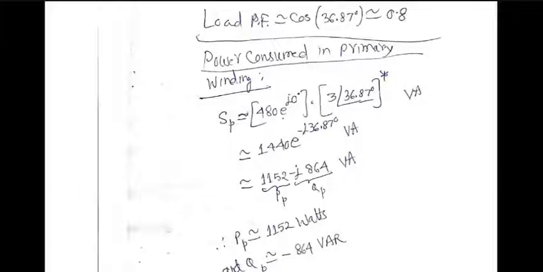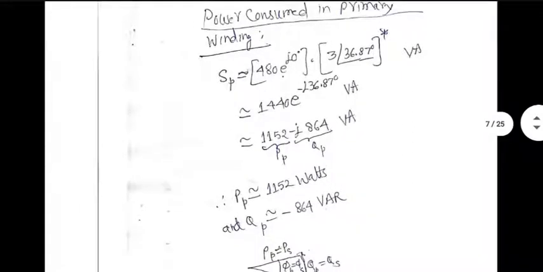Get the real and imaginary parts of this. So primary complex power is 1152 watt minus j 864 VAR. That means 1152 minus j 864 VA approximately. So the consumed power in primary will be 1152 watts and the reactive power in primary will be minus 864 VAR. You can draw the power triangle. Yeah, it's drawn here actually. This is the power triangle on the primary side.